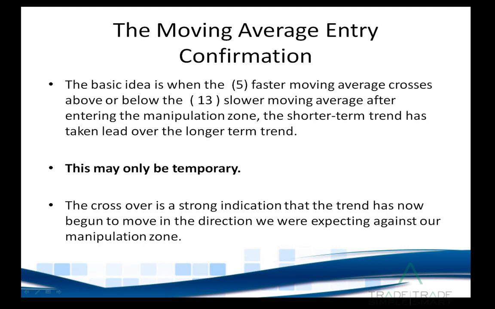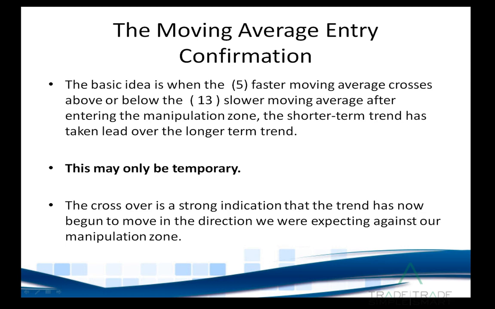So the basic idea behind the moving average entry confirmation is when the 5 faster moving average crosses above or below the 13 slower moving average after entering a manipulation zone, the shorter term trend has taken lead over the longer term.